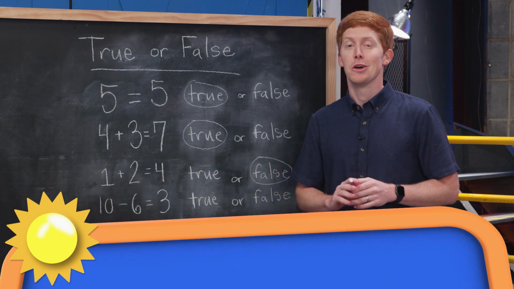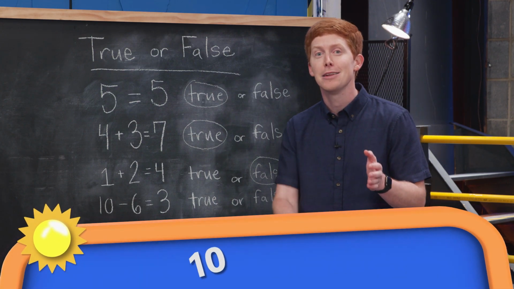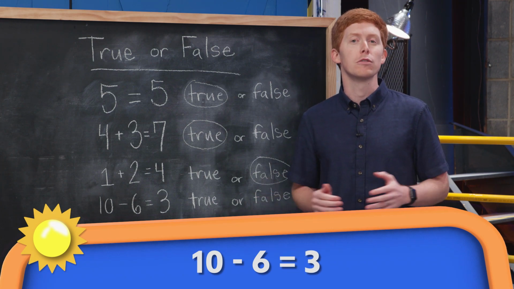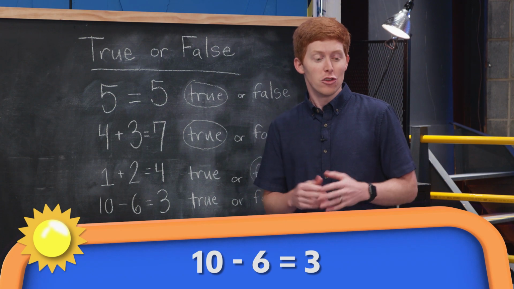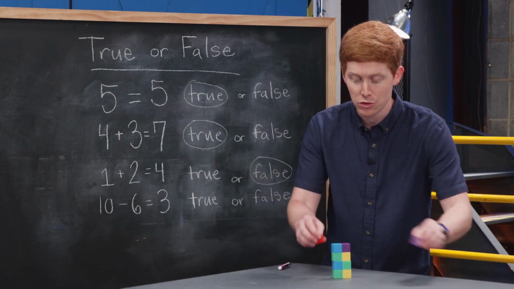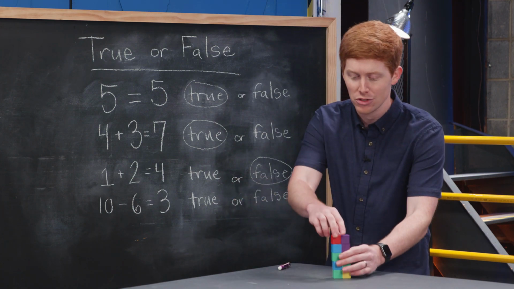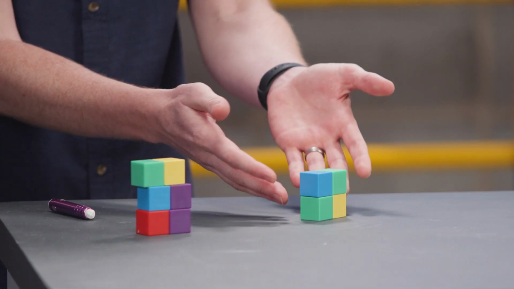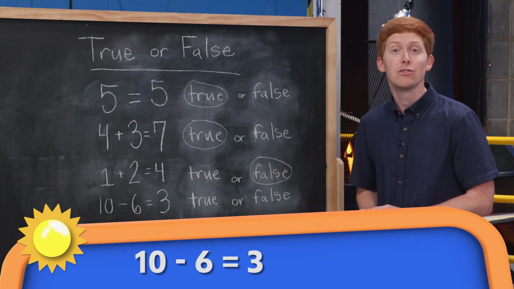Last one. We're going to make this a little more challenging. Our last example is 10 minus 6, and it says it equals 3. Is this a true or false statement? So this one on the left side, we see that it has subtraction. So I'm going to start off with 10. I'm going to put all my blocks together. I'm starting with 10, but I have to take away 6, subtract out 6. 2, 4, and 6. How many am I left with? I'm left with 4. So this statement is false.